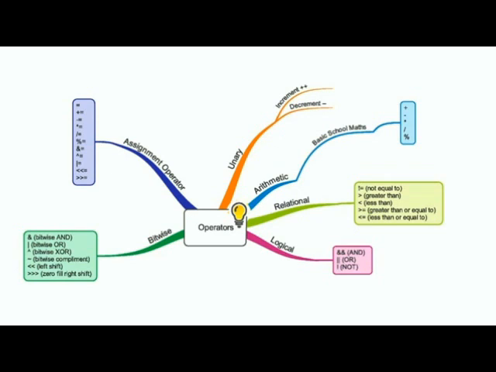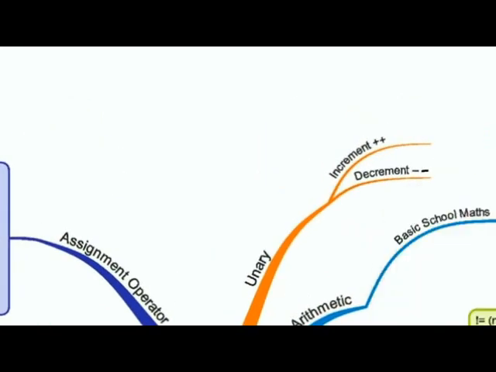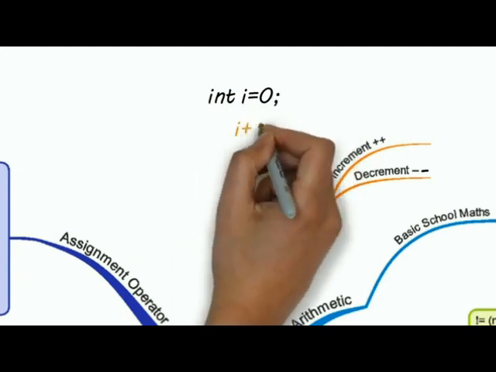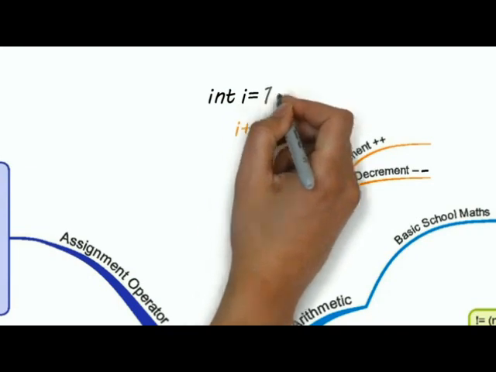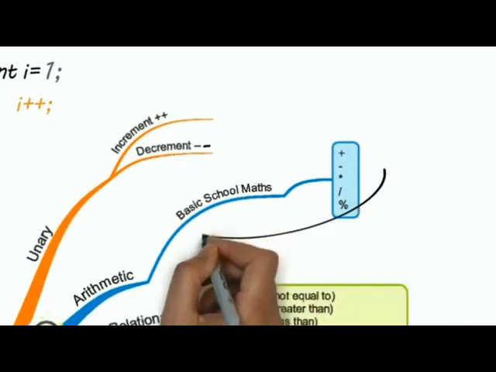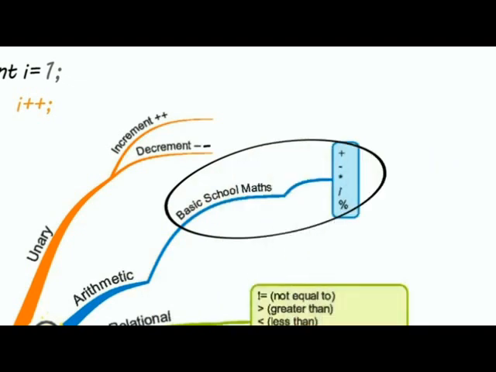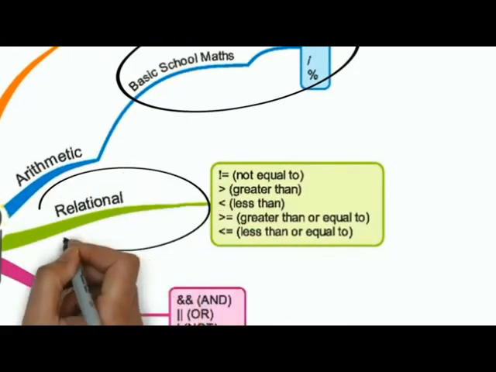We can draw a tree with branches while explaining. First will be the unary operator. Java supports increment and decrement operators. So if you want to increase or decrease a value by 1, just use this unary operator. Now the second one, which you are already familiar with, is the arithmetic operator.